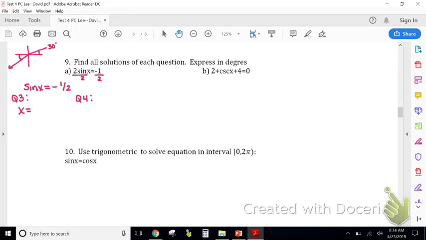So that means this little angle right there is 30 degrees. What angle are we at? What's 180 plus 30? So in quadrant 3, our angle is 210 degrees. But remember it said find all solutions, not just between 0 and 360. So we're going to put plus 360 degrees in.